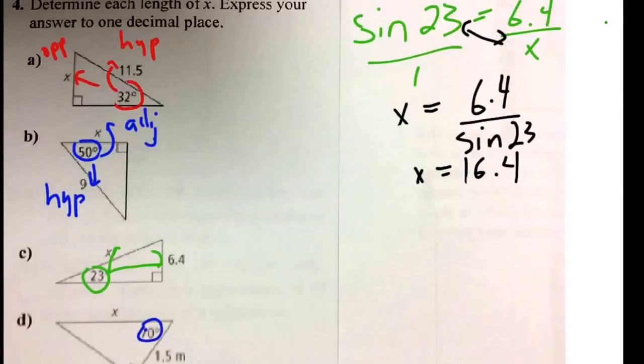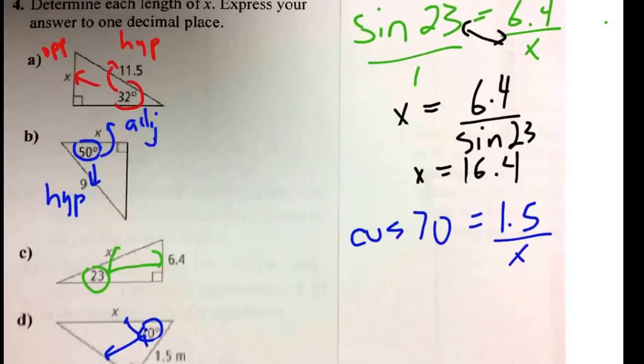Start with our angle. In this case, our opposite we don't know, so we'd use adjacent over hypotenuse. So we'd have cosine in this case. You'd have cosine 70 equals 1.5 divided by x.